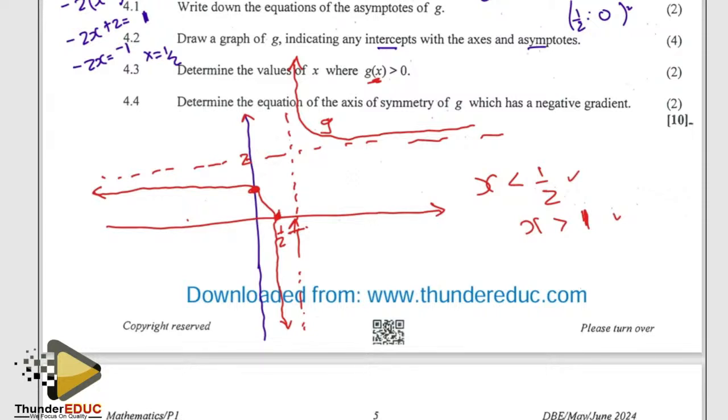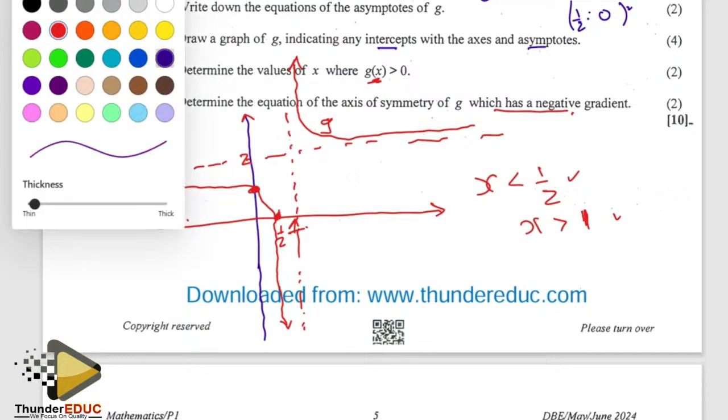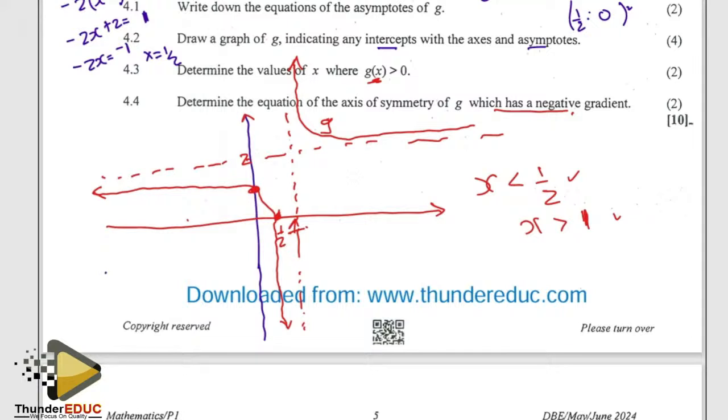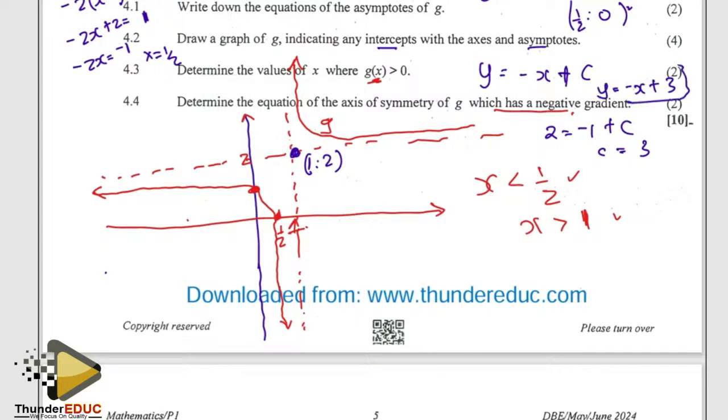Then the equation of the axis of symmetry of g with a negative gradient. Now they've been specific. Negative gradient. Remember that the equation of the axis of symmetry is always y is equal to x plus c or negative x plus c. So we're going to use the negative part of it. For us to get c, we have to use this point here. That is 1 and 2. So where there is y, replace it to where there is x, let's put a negative 1 plus c, which means our c is 3. So the equation here is going to be negative x plus 3.